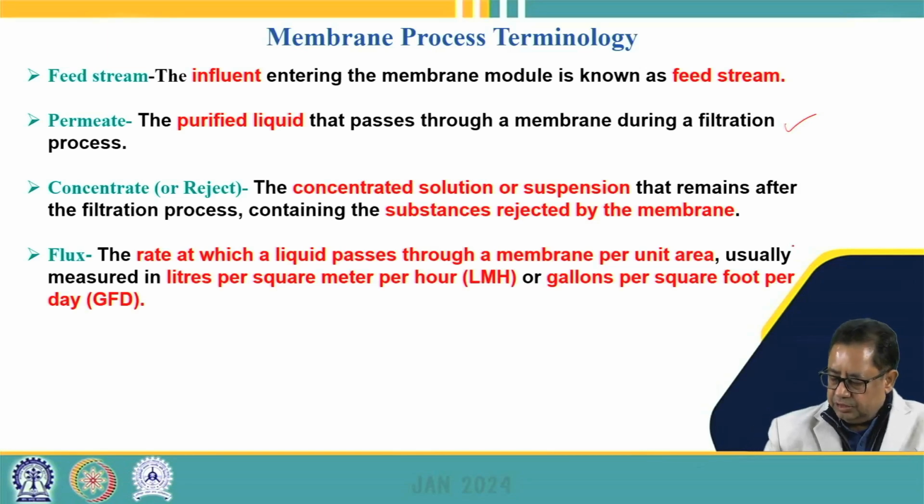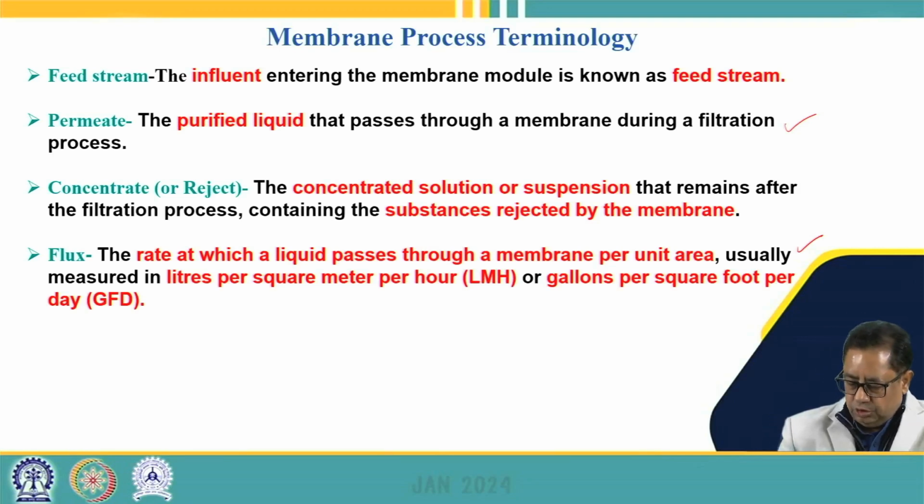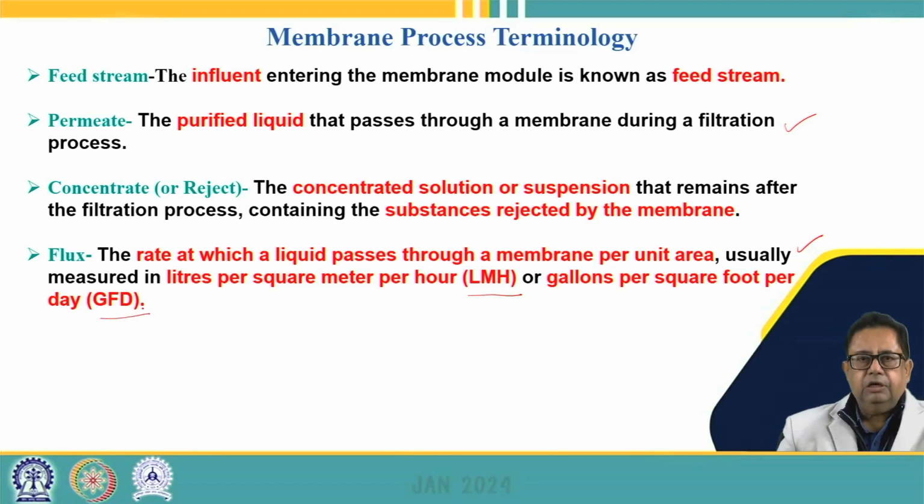Similarly, there is another term called the flux. The flux is the rate at which the liquid passes through the membrane per unit area. So it is the flow per unit area passing through the membrane, and that is known as the flux. The units of the flux are represented in liters per square meter per hour, shortly called LMH, right? Similarly, in PSI units, it may be termed as gallons per square feet per day, also known as GFD in short.